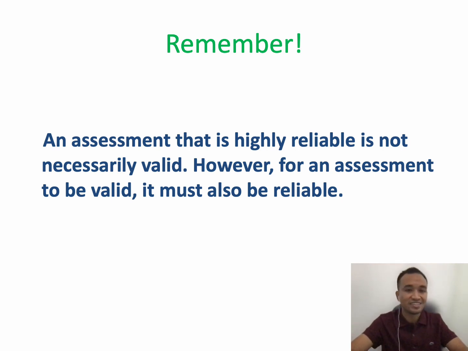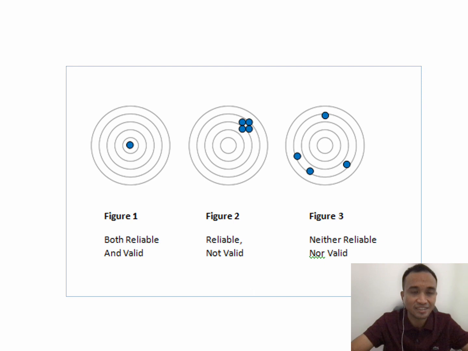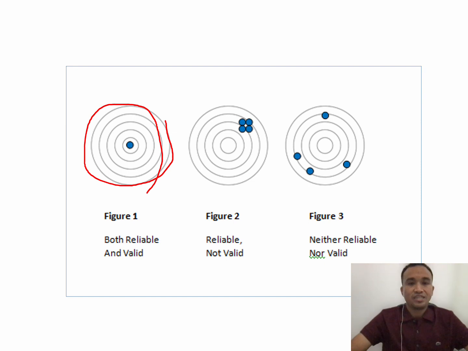Good. Let's see here. In this picture, the target is both reliable and valid. But here, let's see here. Yes, it's reliable because it's the same point here. There are 4 dots here, but they are consistently clustered around there. It is reliable, but not valid.